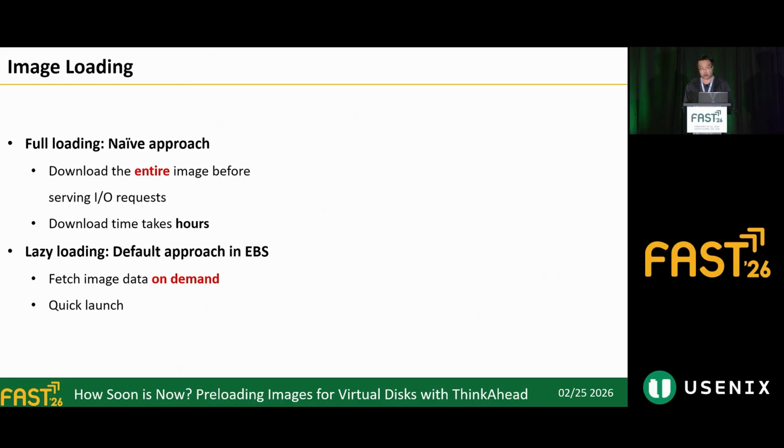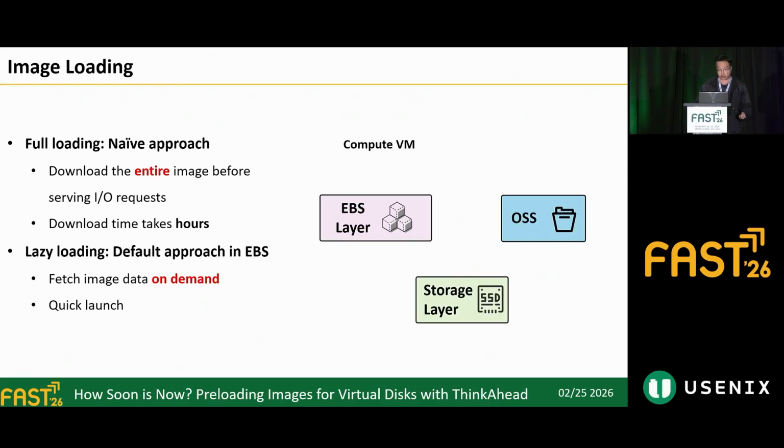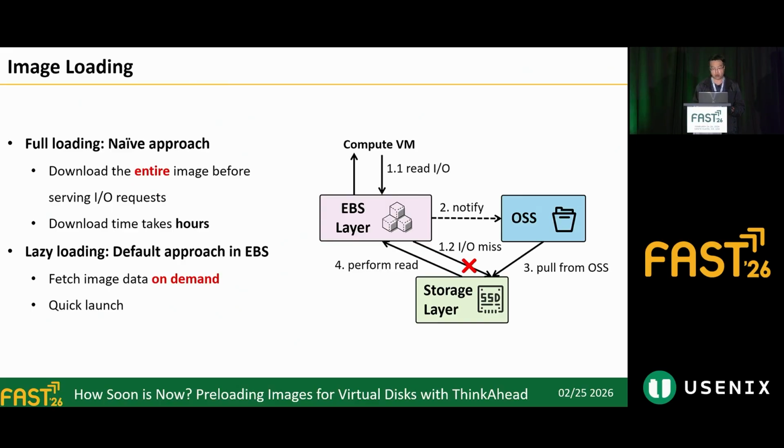This also allows you to do a quick launch. You don't need to download the whole image. You just download the blocks that you need. Here's the idea. Let's say the compute VM wants to start the virtual disk. First of all, it will issue the read, and the EBS layer will go to the storage layer to try to fetch the image. But if the data is not there, then it will notify the object storage backend to pull the images into the storage layer so that the EBS layer now has the image and returns the blocks to the compute VM.